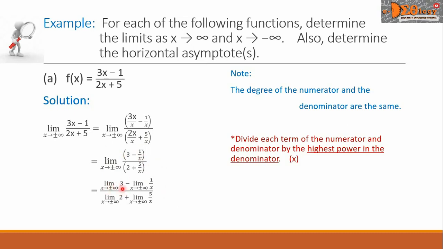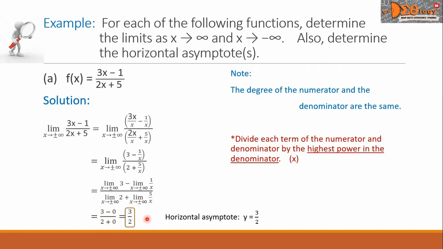So the limit of the constant 3 as x approaches positive or negative infinity is simply 3, minus the limit of 1 over x as x approaches positive or negative infinity, which becomes 0. All over, in the denominator, the limit of the constant 2 as x approaches positive or negative infinity is simply 2, plus the limit of 5 over x as x approaches plus or minus infinity, which becomes 0. 3 minus 0 is 3, all over 2 plus 0 is 2. Simplifying this, we write 3 over 2. This is now the limit of the function.